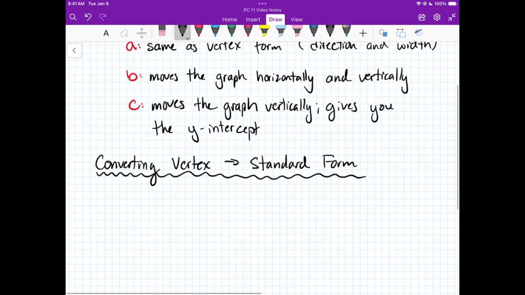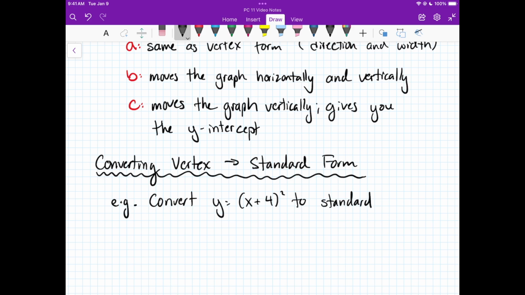Right, so let's start off with a pretty basic one. We're going to convert y equals (x plus 4) squared to standard form. So this is in vertex form. It's missing an a value, it's just 1. It's missing a q value, which is just 0. But it is in vertex form. We've got that bracket with the square on it, which is kind of what we're looking for.